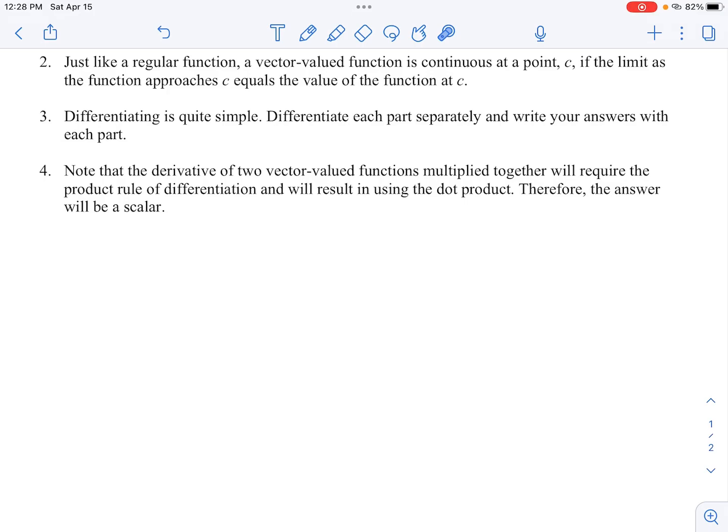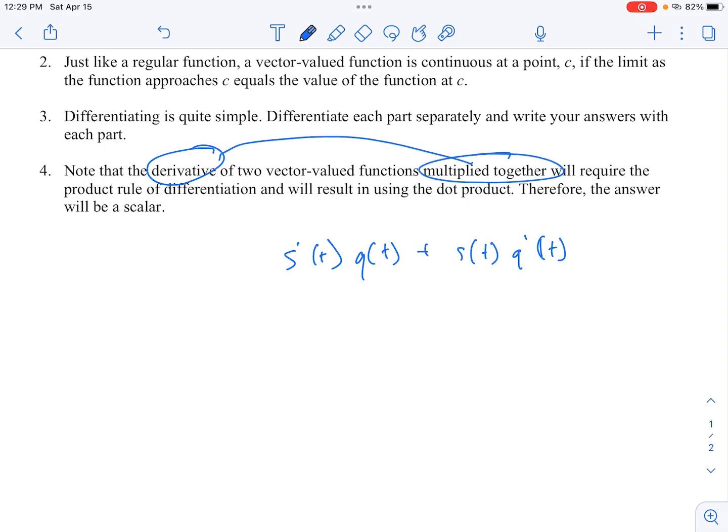Really, the only thing that is just a little weird, and it's not calculus that's weird, it's the vectors, is number 4 here. Note that if you're going to take the derivative of 2 separate vector valued functions multiplied together, first of all, you're going to have to use the product property. Let's use s and q, so that it doesn't confuse you. The derivative is the derivative of the first vector valued function times the second one, plus the first one times the derivative of the second. So you know how the product property works whenever you take the derivative of things multiplied together.